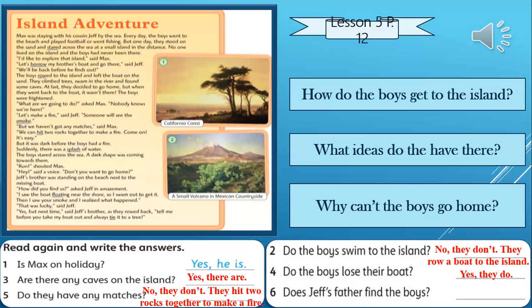They hit two rocks together to make a fire. You can write no, they don't, or if you want to write the short answer, no, they don't, there is no problem. It's okay. Number 6, does Jeff's father find the boys? Yes, very good. No, he doesn't. Jeff's brother finds them. He was Jeff's brother, not Jeff's father.